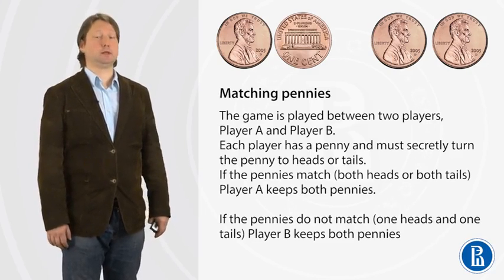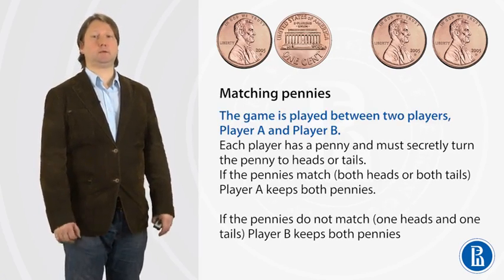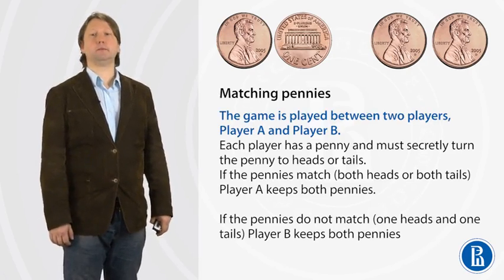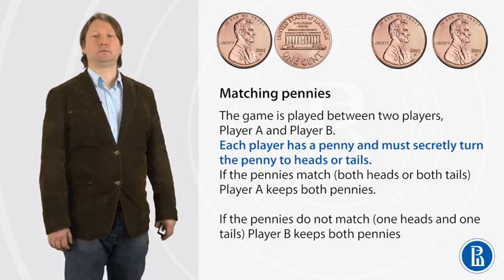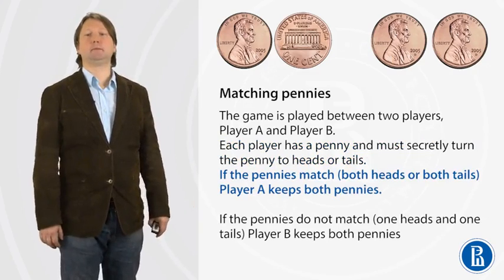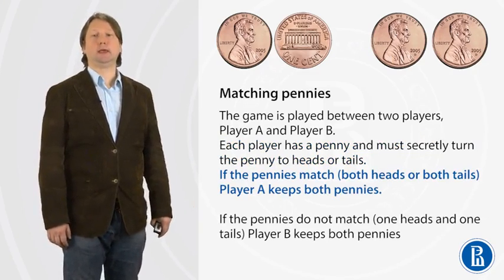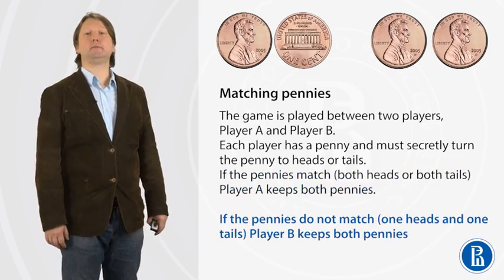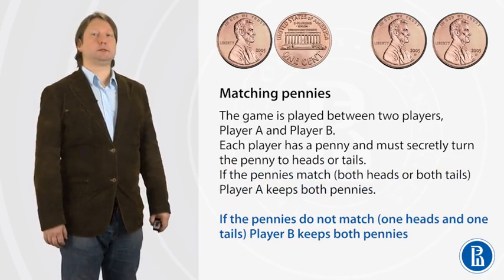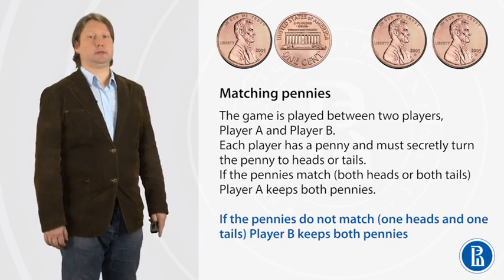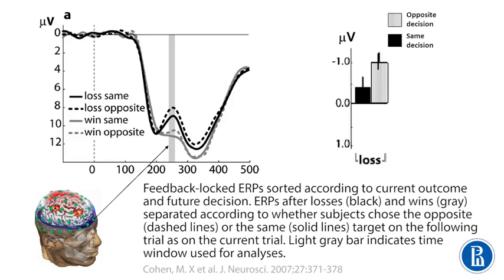Imagine that two subjects play the matching pennies game. This game is played between two players, player A and player B. Each player has a penny. If the pennies match, both heads or both tails, player A keeps both pennies. If the pennies do not match, player B keeps both pennies. We can record evoked responses to the outcome of this game. In this case, you see evoked responses to the losses and to the wins during the matching pennies game.